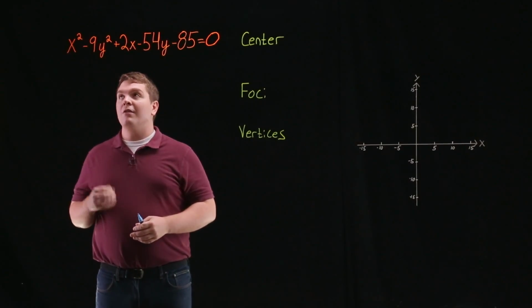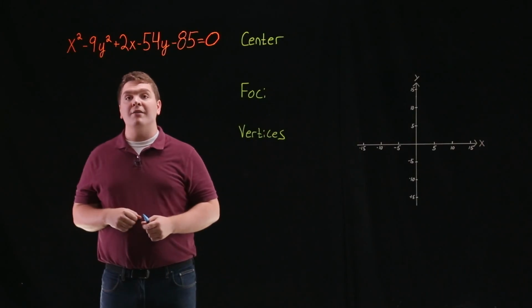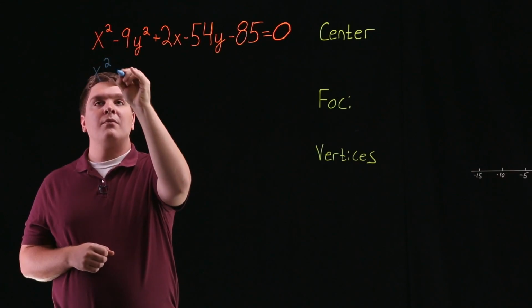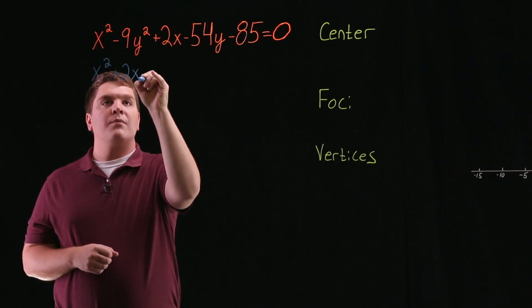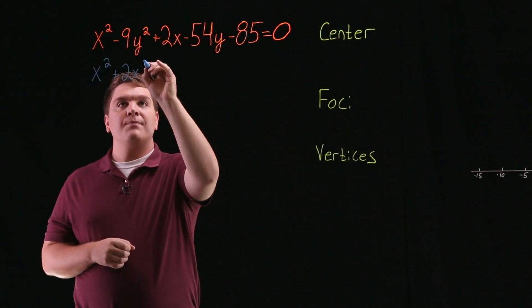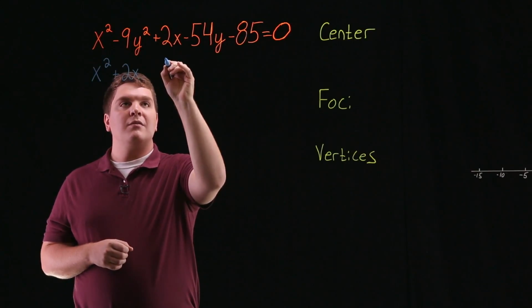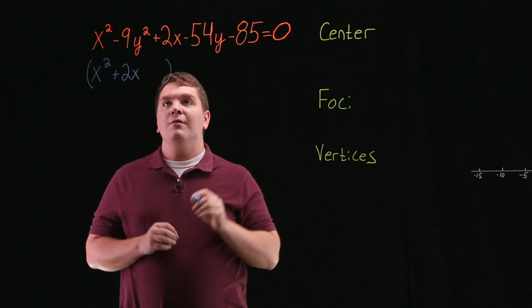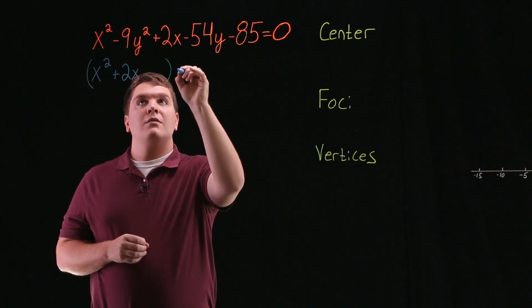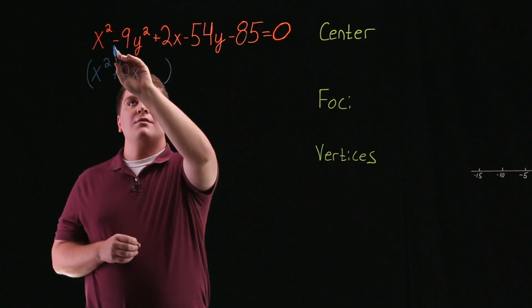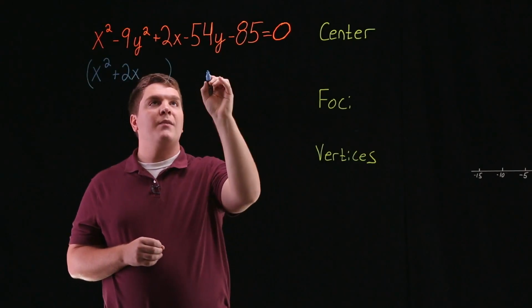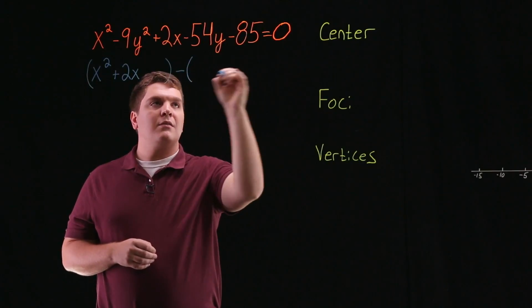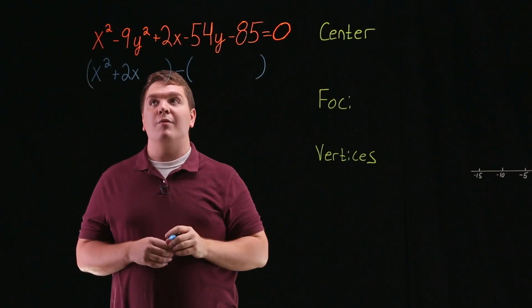And the way that I'm going to start doing that is by grouping these x terms and the y terms together. So rewriting this equation, we'll have x squared plus 2x. We'll group these together using parentheses. And let me leave maybe just a little bit of space here. And let's group these y terms together. So we'll have, let's first note that we're subtracting a 9y squared, and we're subtracting a 54y. So let's minus, and then we can put everything else inside the parentheses.